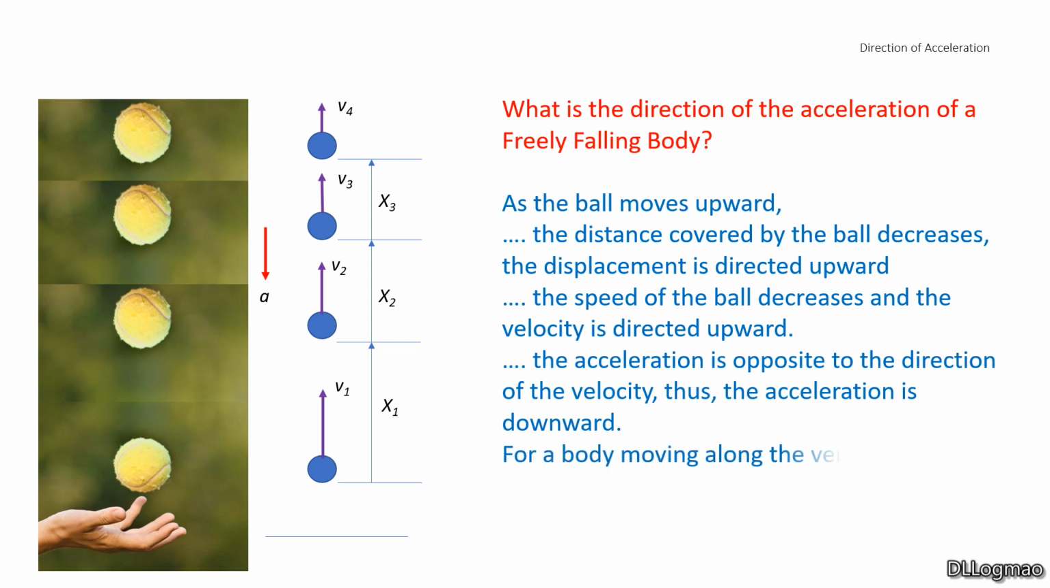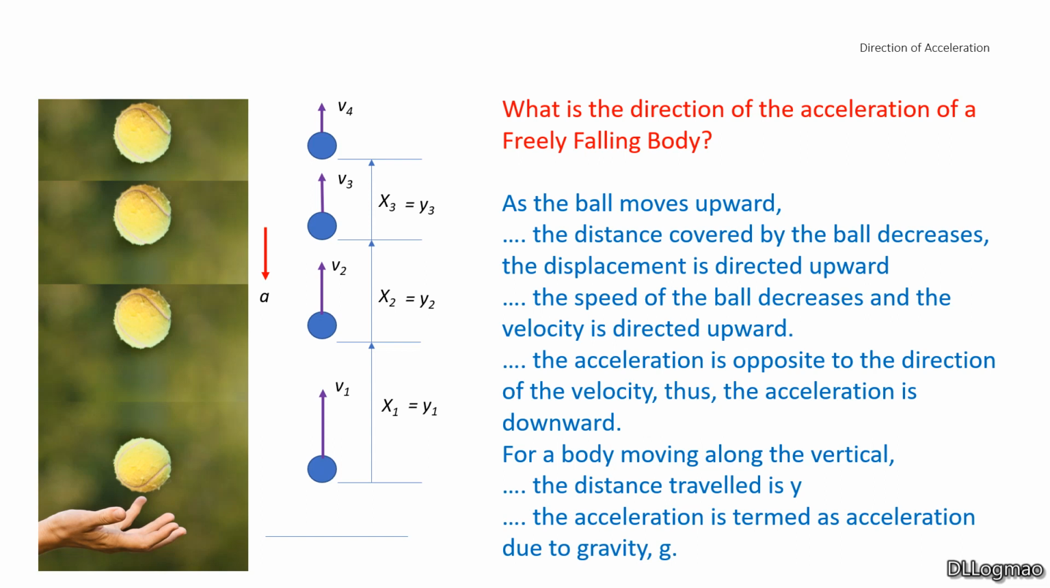For a body moving along the vertical, and to differentiate the symbols used from horizontal motion, the distance traveled by the body along the vertical is y, and the acceleration is termed as acceleration due to gravity. The symbol is g.